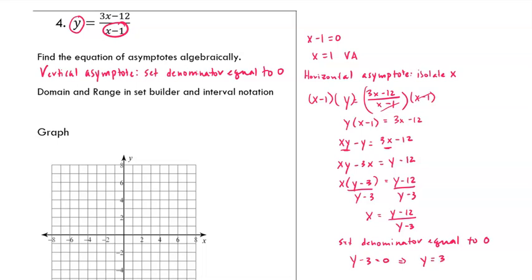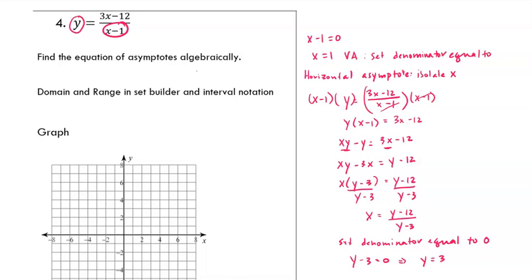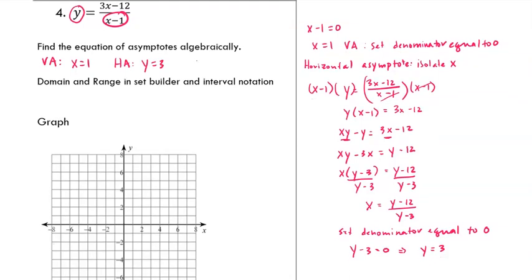Okay, so my horizontal asymptote, let me go ahead and write this over here. To find the vertical asymptote, you set the denominator equal to 0. So the vertical asymptote is going to be x equals 1. And the horizontal asymptote is going to be y equals 3. Let's go ahead and graph that.